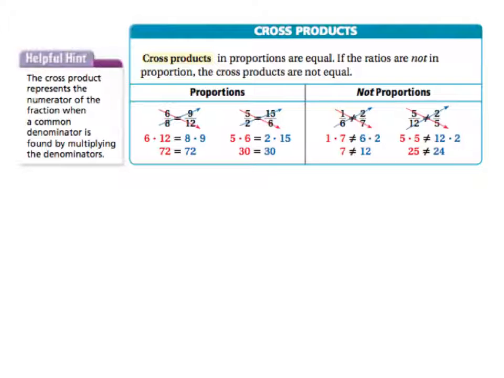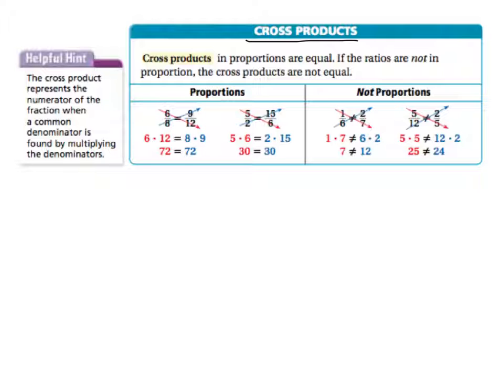When we solve proportions, we want to learn about this thing called cross products. Cross products in proportions are equal. If the ratios are not in proportion, the cross products are not equal.